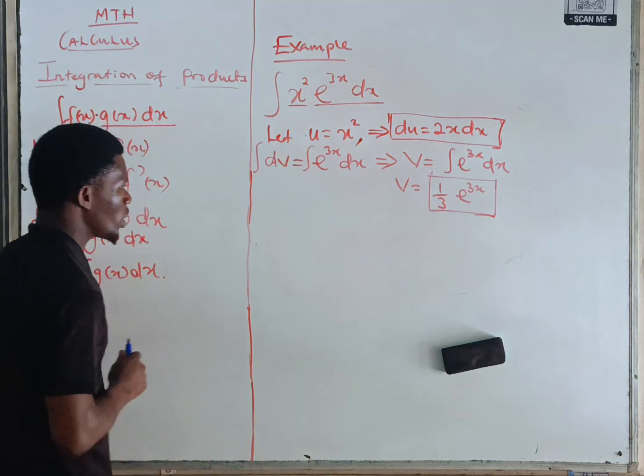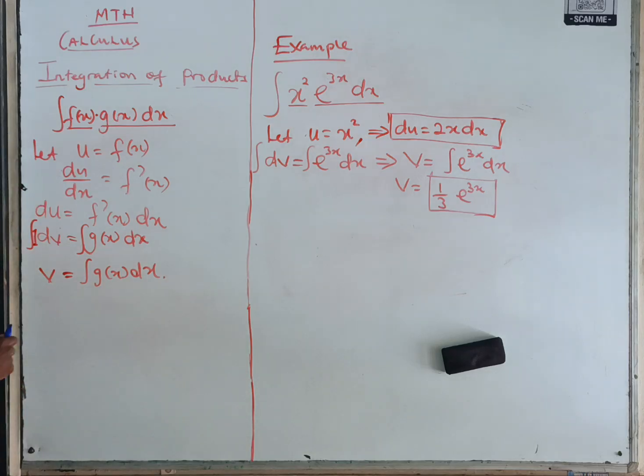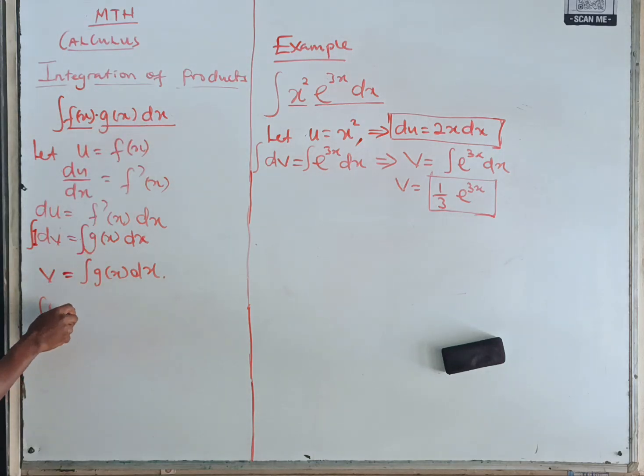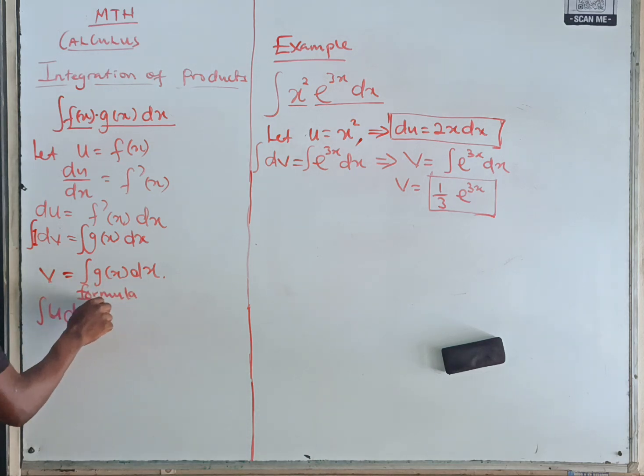So now from here, let's try this function in terms of u and v. We have that f of x, we represent it by u, right? And then g of x dx is now dv. So now the formula, we're just talking about the formula. So let me write the formula. So this is the formula now.